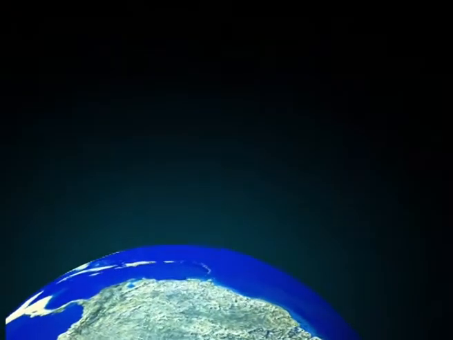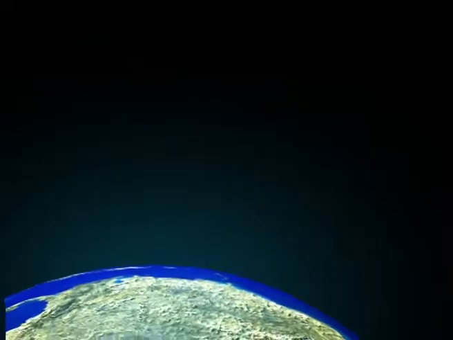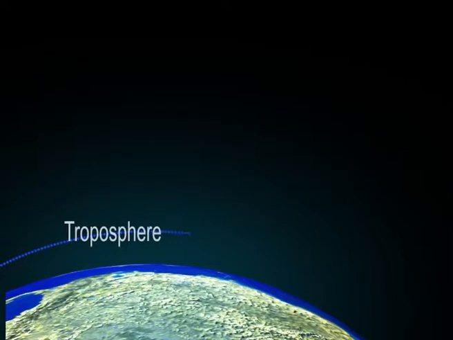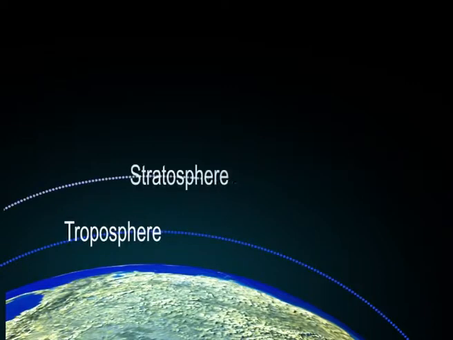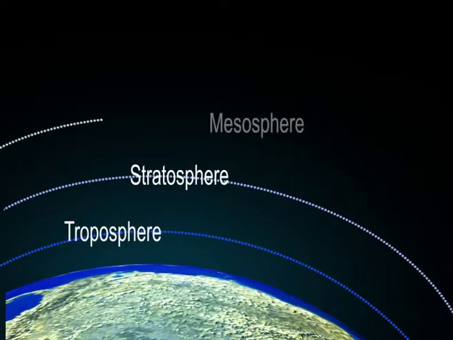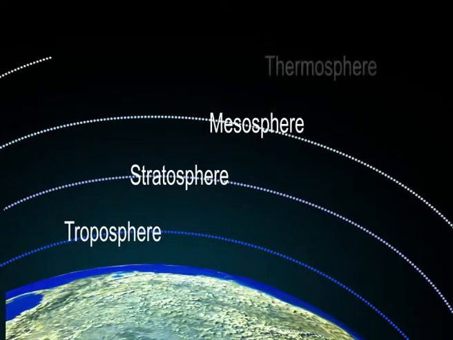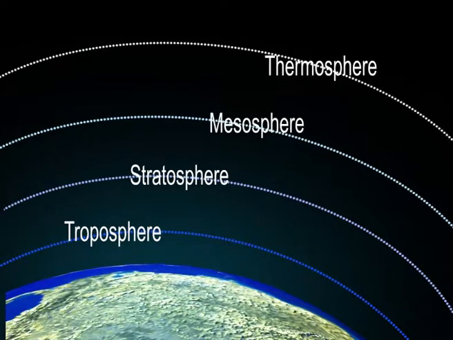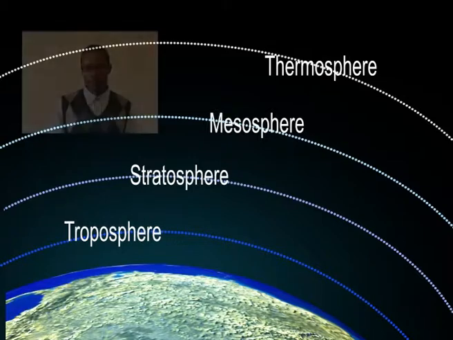Let us now look at the structure of the atmosphere. There are four main zones of the atmosphere. The first one is troposphere, followed by stratosphere. The third one is mesosphere, and finally, thermosphere, which is also called the ionosphere.